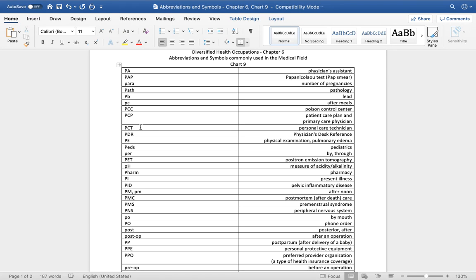PE has a couple different meanings. Physical examination. Generally, you should have at least one physical examination a year, at your annual physical.